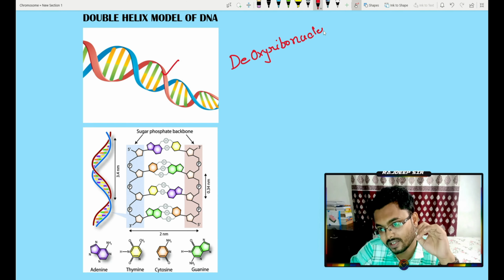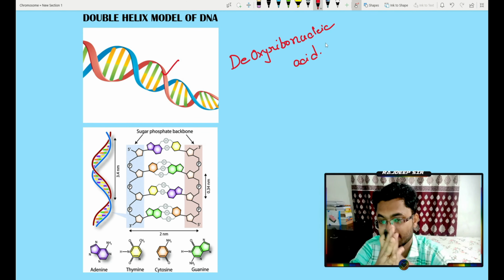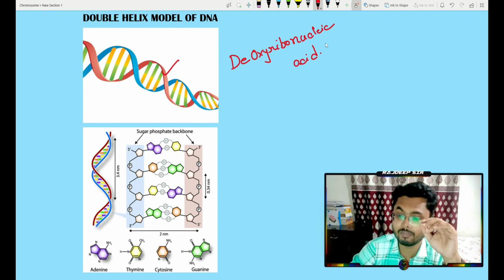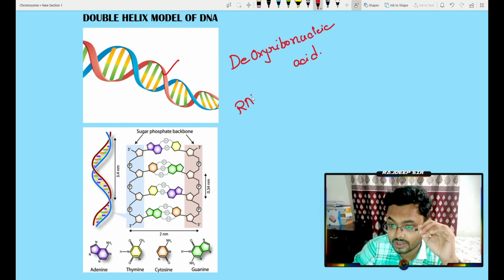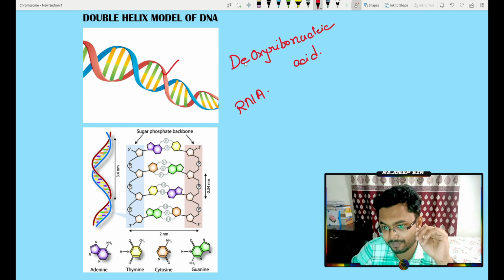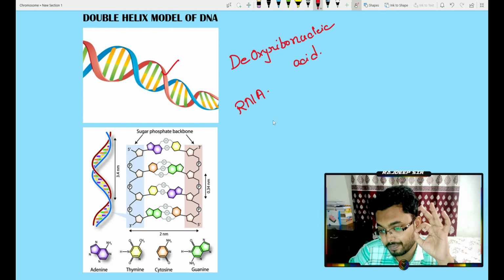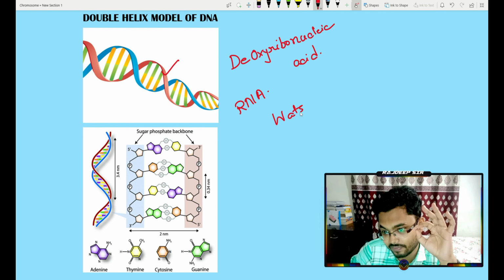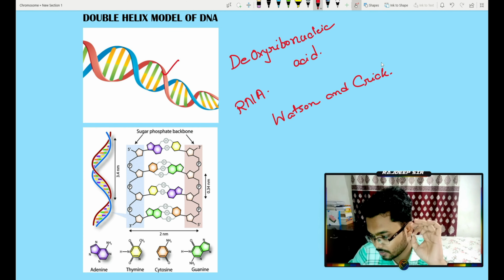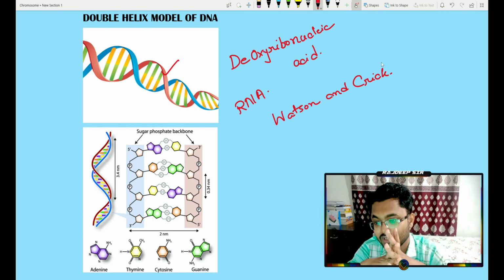deoxyribonucleic acid. These are normally found in higher-level organisms, but previously it was just a thought that DNA is an updated version of RNA, which is ribonucleic acid. This double-stranded structure was first given by Watson and Crick, for which they became most famous. The knowledge of this double-stranded structure is so important for us.